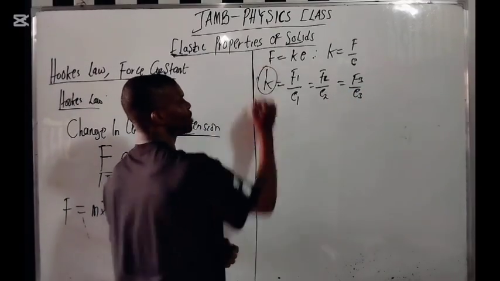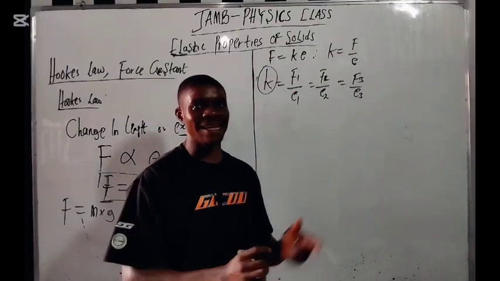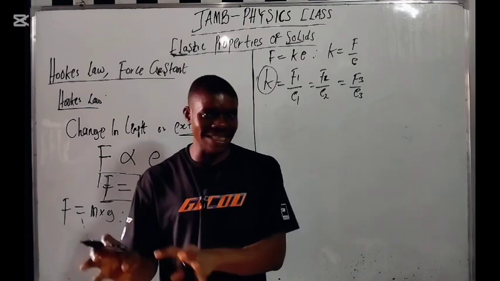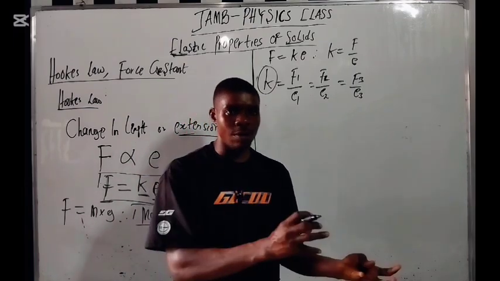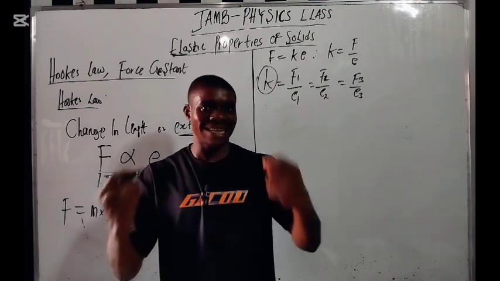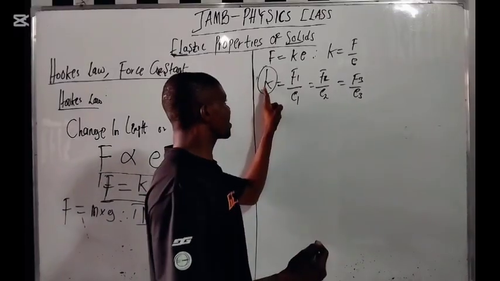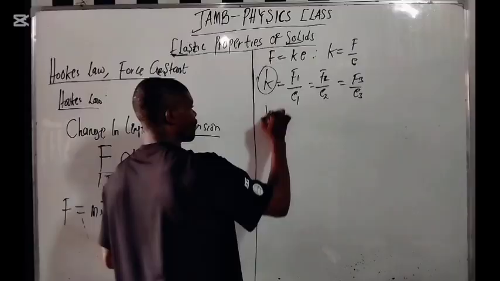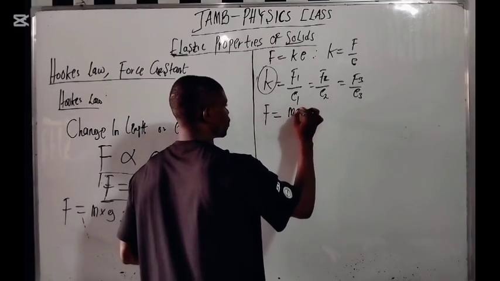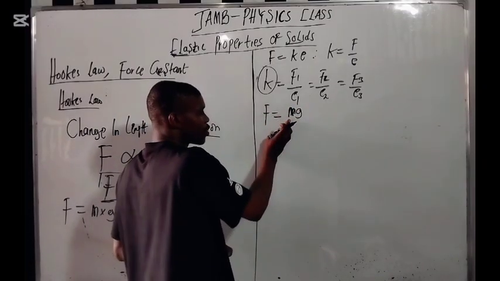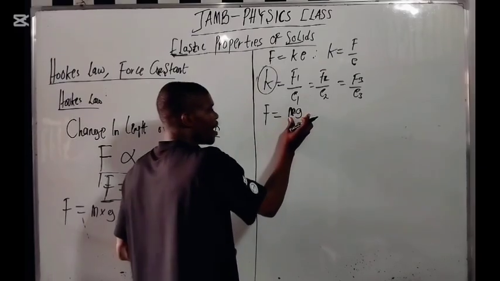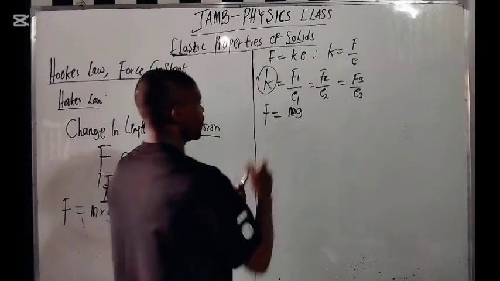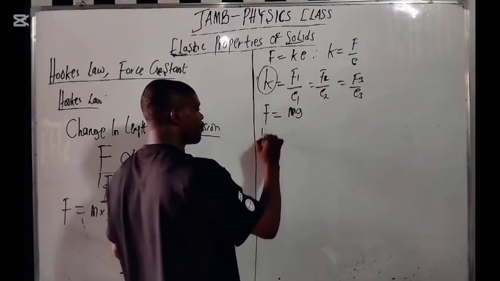The stiffness constant will be the same for all the forces applied, as long as the elastic limit is not exceeded by the elastic body or object. So the stiffness constant will be the same. What we want to do here, remember, F is equal to mg, where m is the mass of the object and g is the acceleration due to gravity. So what happens here? If I have force one, my F1 will be what?